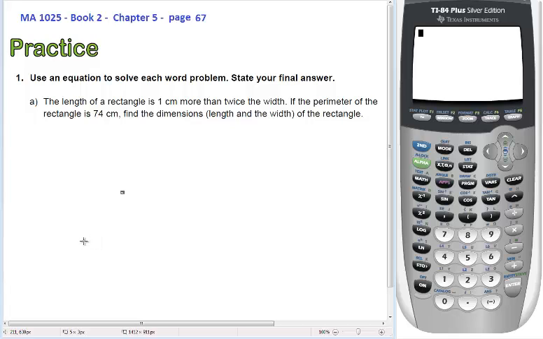Good day, students. Today we're going to look at the solution to practice exercise 1A, found on page 67. This is in chapter 5, book 2 of your math 1025 booklets. It's asking us to use an equation to solve this word problem and then state your final answer. So let's read our word problem and see what we're dealing with.